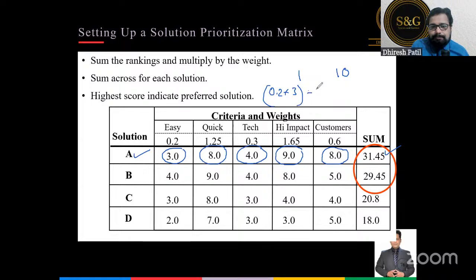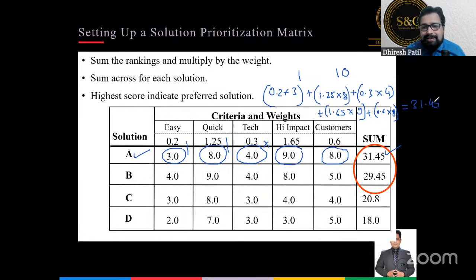Plus 1.25 into 8. Can you just quickly do it once? Plus 0.3, so I'm just multiplying this and this, this and this. 0.3 into 4, plus 1.65 into 9, plus 0.6 into 8. If you calculate, this number would be 31.45.